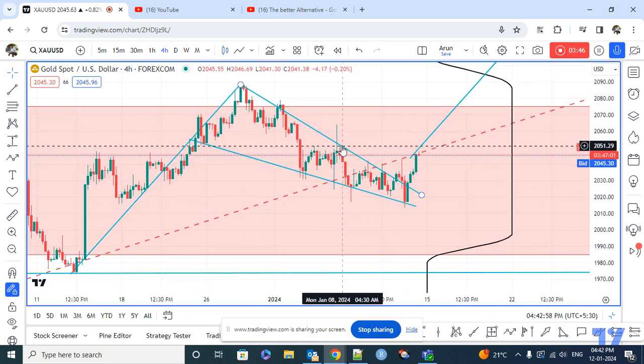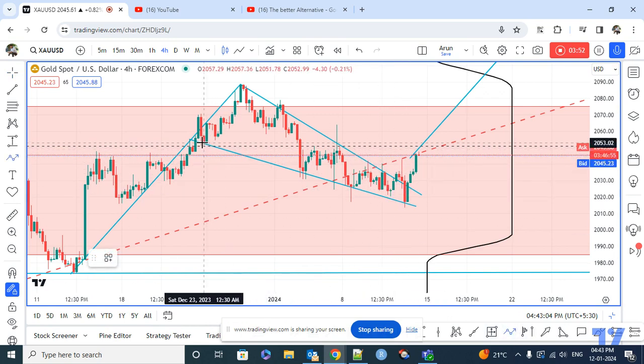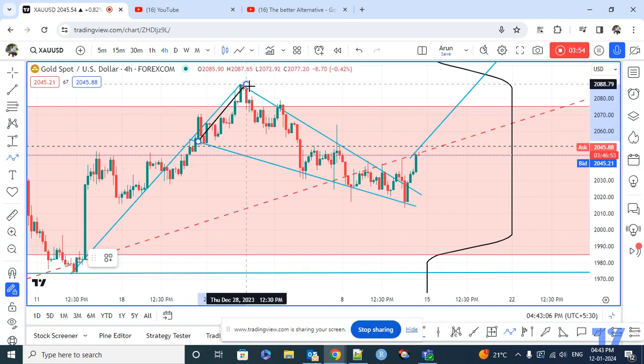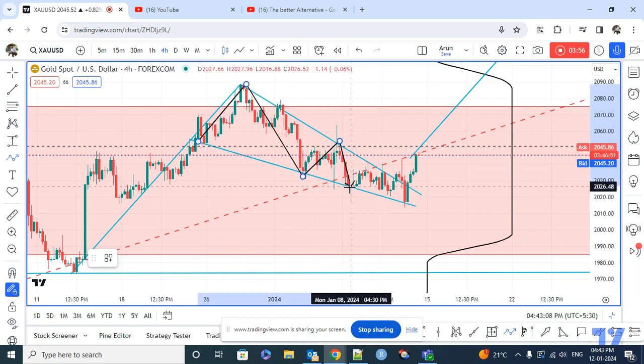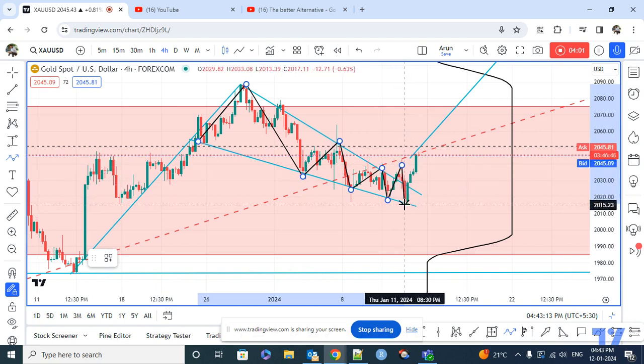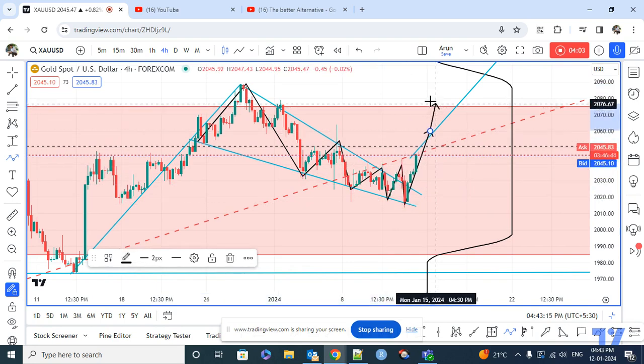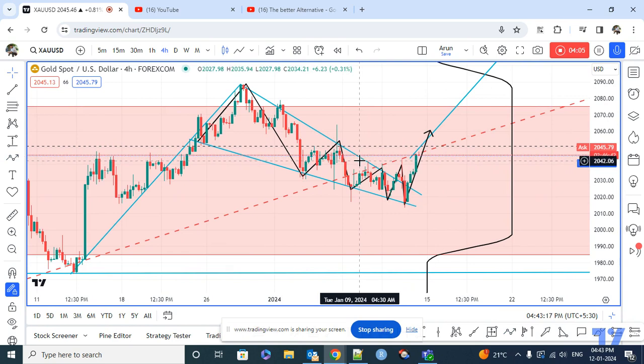This is a falling wedge. The behavior of a falling wedge is to break upwards. If you see, I'll draw the full swings here. The market has broken this level, $2042.35, and this is the breakout.